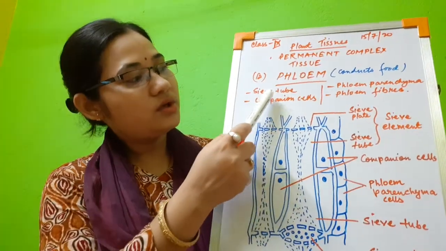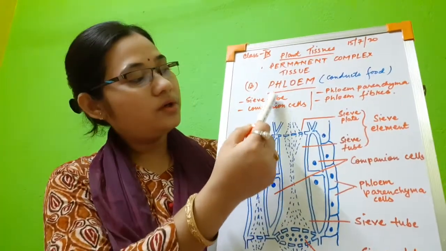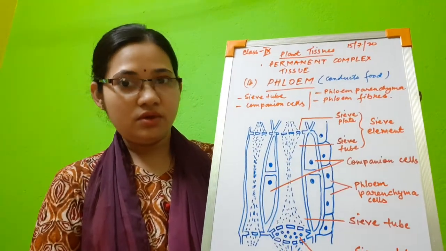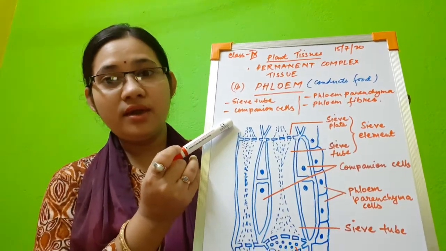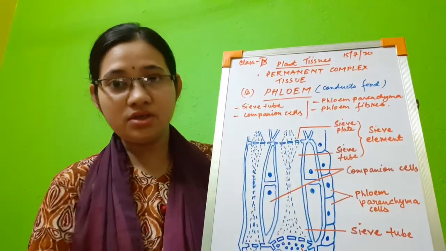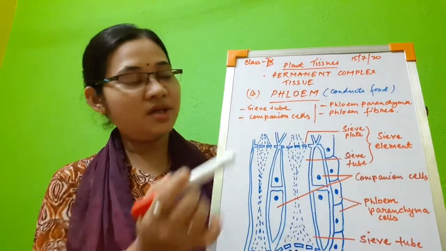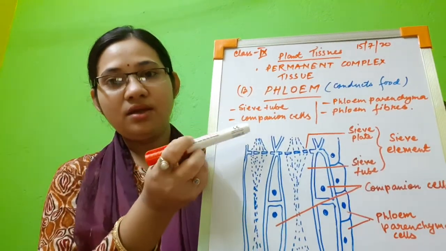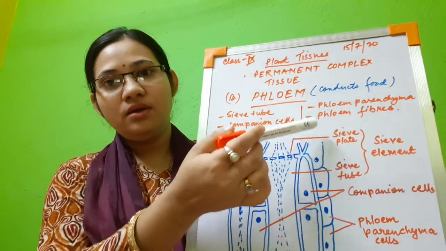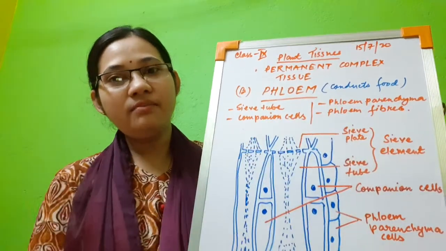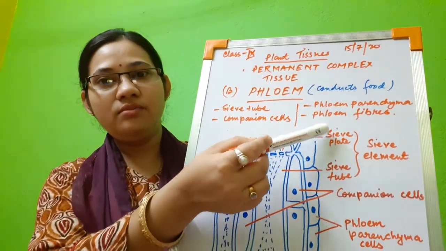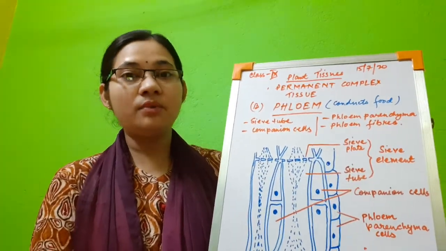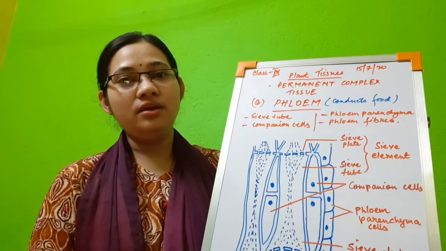Phloem also consists of 4 different elements. That is why it is called a complex tissue. Let us quickly see what the 4 elements present in phloem tissue are. The 4 different types of cells are the sieve tube cells, the companion cells, the phloem parenchyma cells, and the phloem fiber cells.